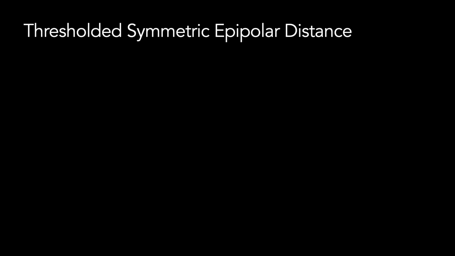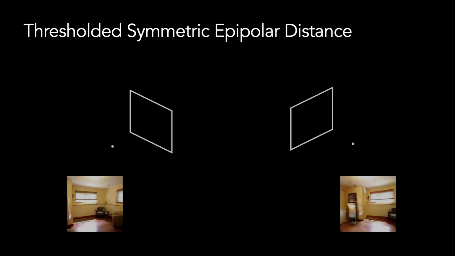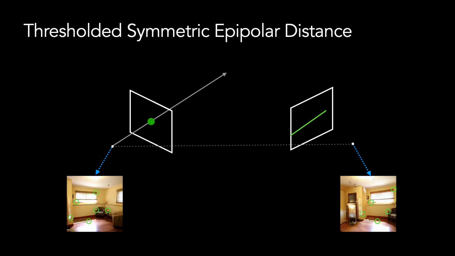Standard metrics for novel view synthesis do not directly measure the consistency of the generated views with the desired camera motion. We propose thresholded symmetric epipolar distance, or TSED, a new consistency metric where the core idea is to measure the consistency of the two images using a set of point correspondences, and the epipolar geometry of the camera poses.